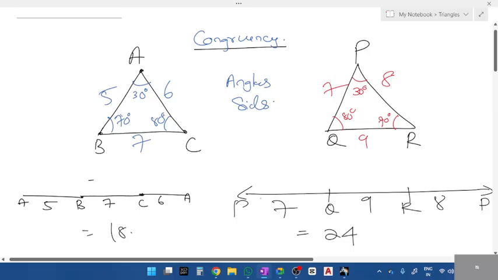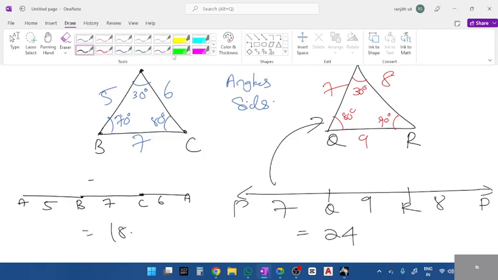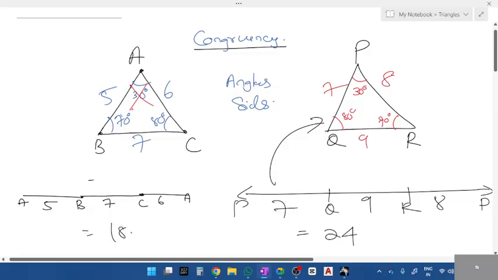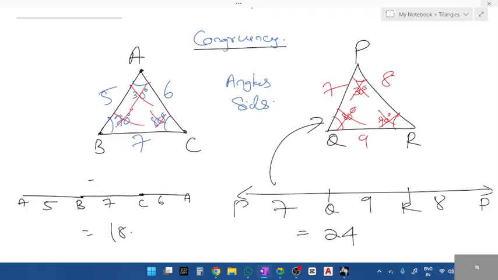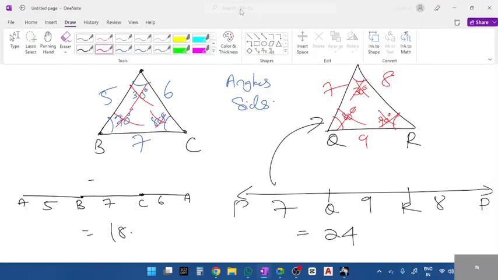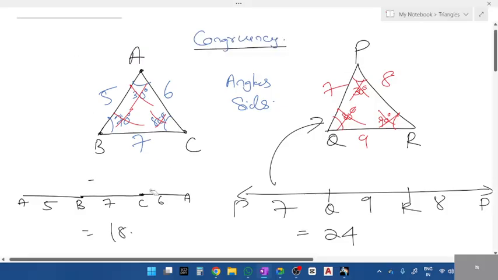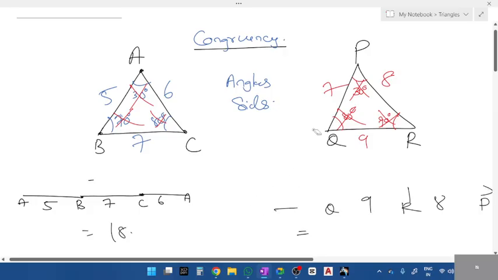Which line is greater? 24. So obviously, which triangle will be bigger? Triangle PQR. So does the size of the triangle depend on the angle? The angle doesn't make any difference, right? Whatever the angle, we don't care. We just see the perimeter. The perimeter is nothing but when you open the triangle, it becomes a straight line. One you'll get 18 centimeter, the other one is 24, which means the second triangle is bigger.